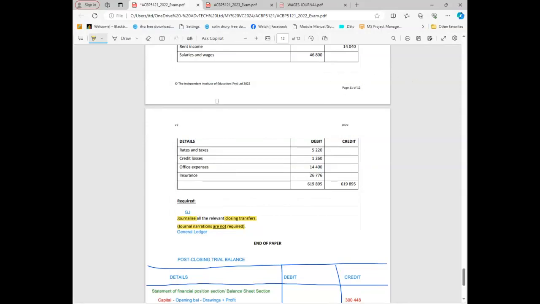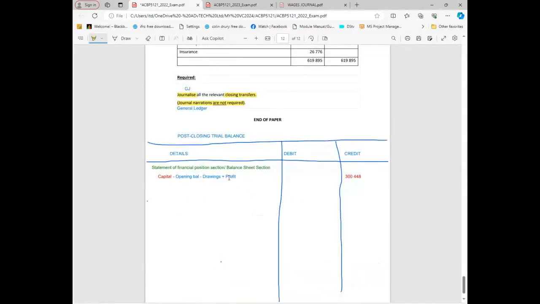If you get a positive, it's a profit. You're going to add it here. But if you get a negative, you're going to get a loss. You must minus it here.